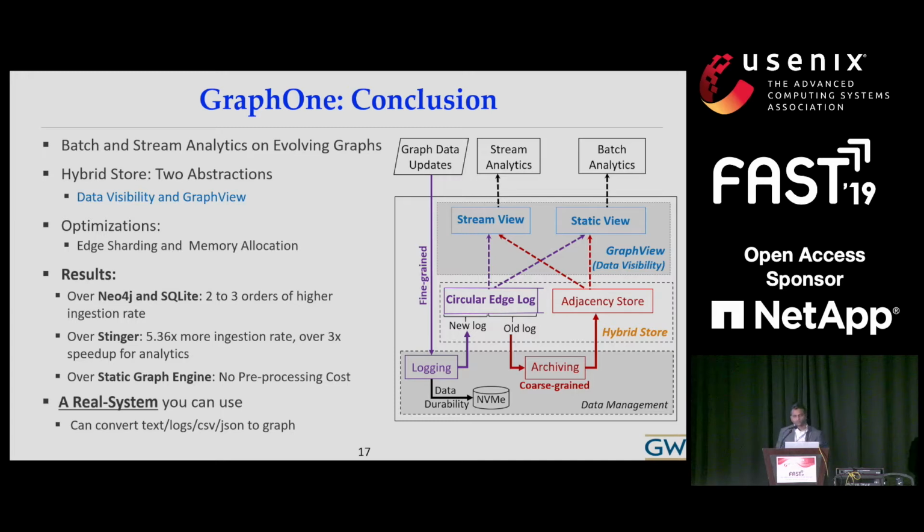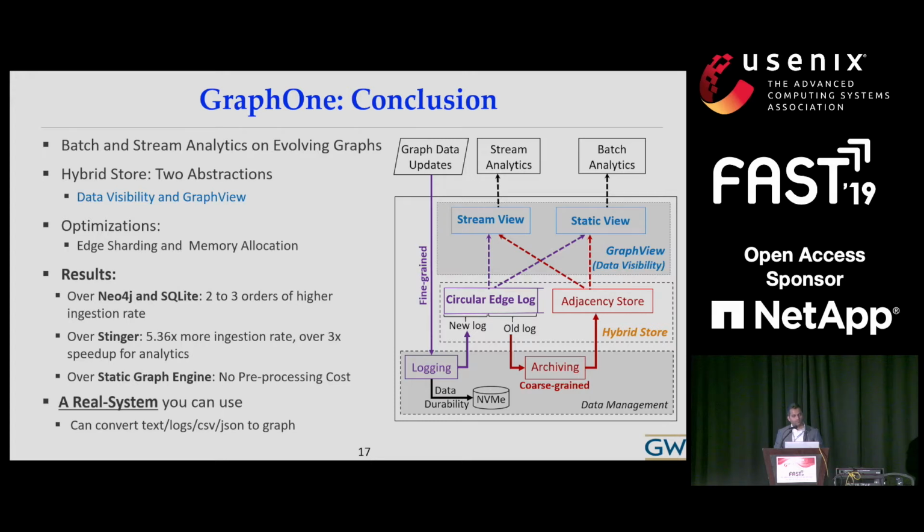We proposed a very unique kind of abstraction, data visibility, where data is always going to be ingested at fine grain, but it is the analytics that choose what they want to see. And in order to simplify the programming, we propose a GraphView abstraction, which can give you data access from the same physical data, but in a different format. That is what your analytics may require. And we have shown that results are very good compared to graph databases and Stinger both, as well as very much comparable to static graph analytics engines.